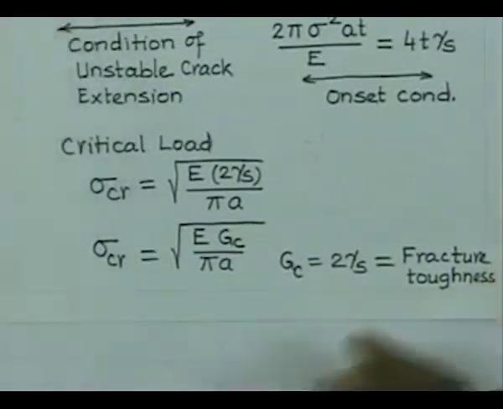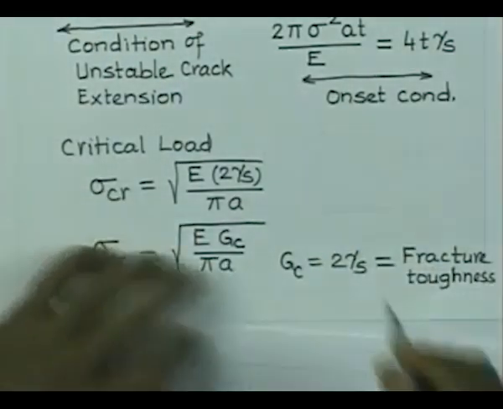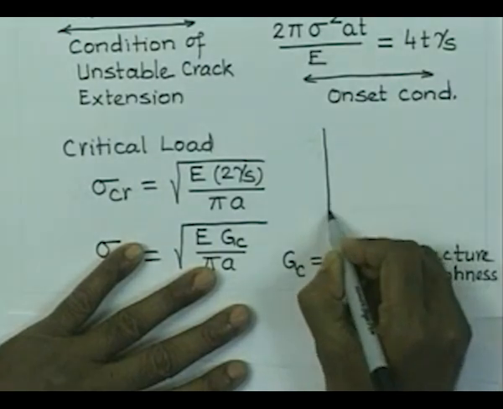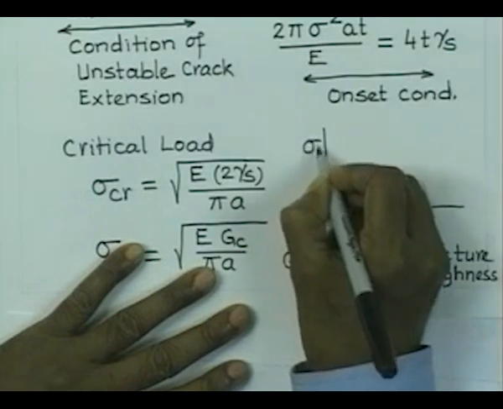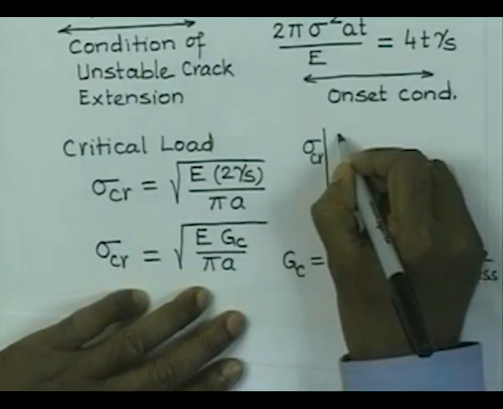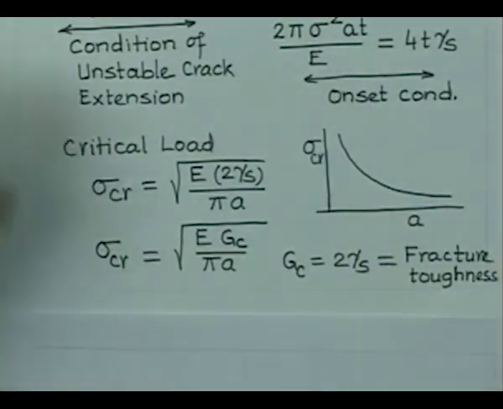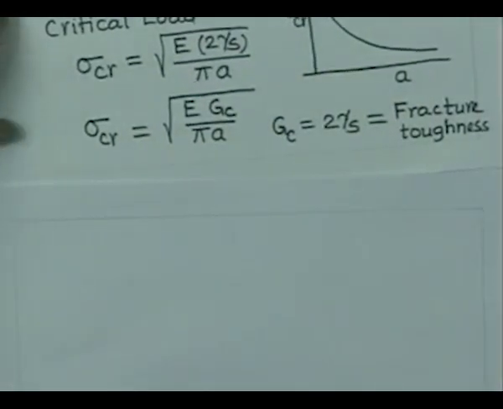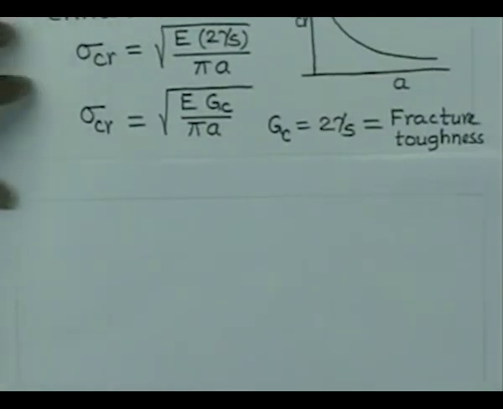In fact, Griffith did experiment with glass fibers, and he showed that the variation of this critical load with the crack dimension varies as expected, it is going to vary like this. So, therefore, it was experimentally verified that this rule is correct. This particular relationship has a lot of practical meaning. It gives you for the first time the capability of calculating the load capacity of a component with defect.